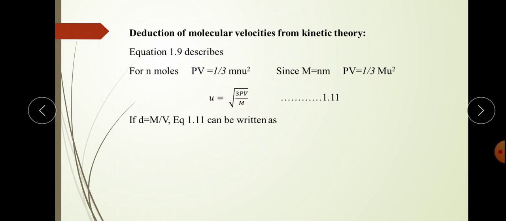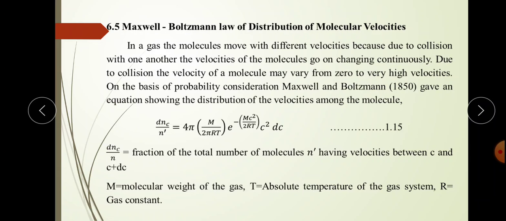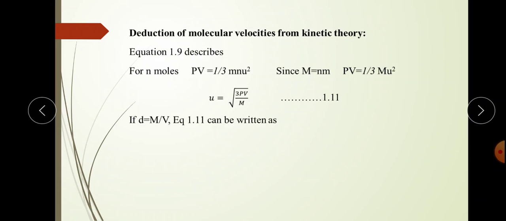If d is equal to M by V, where d is the density of the gas, density is equal to mass upon volume, so this equation 1.1 can be written as U is equal to root of 3P upon d. So this equation can be modified in terms of density also.